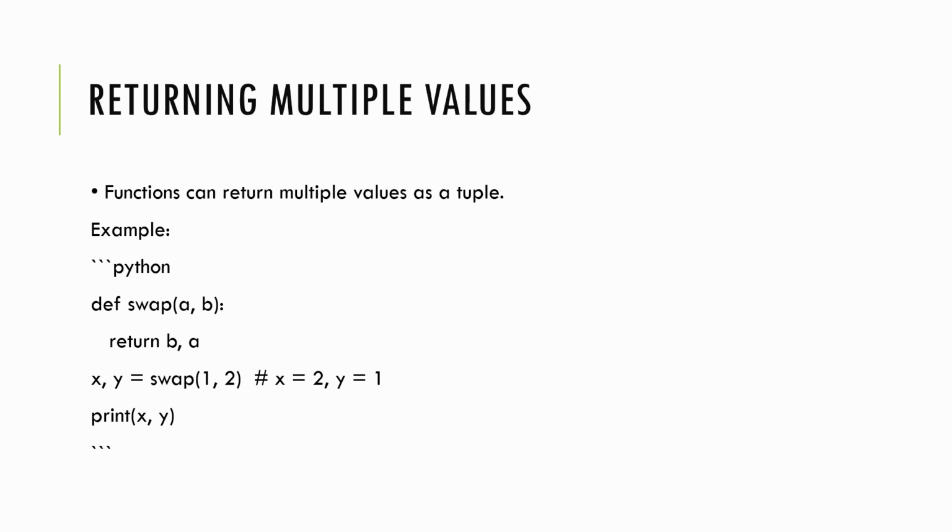Did you know that functions can return multiple values? This is done by returning them as a tuple. In the swap function, we return two values b and a, which we unpack into variables x and y. This makes functions more flexible and powerful.